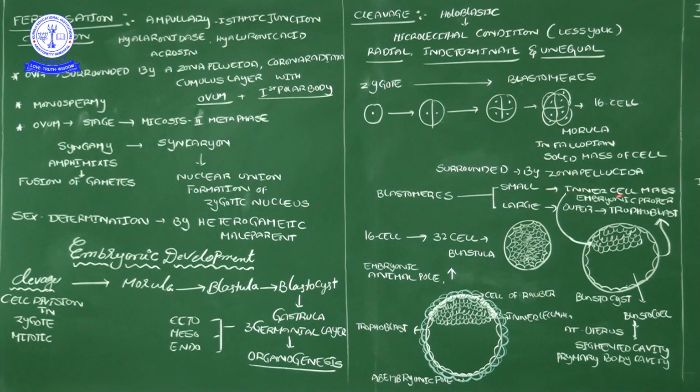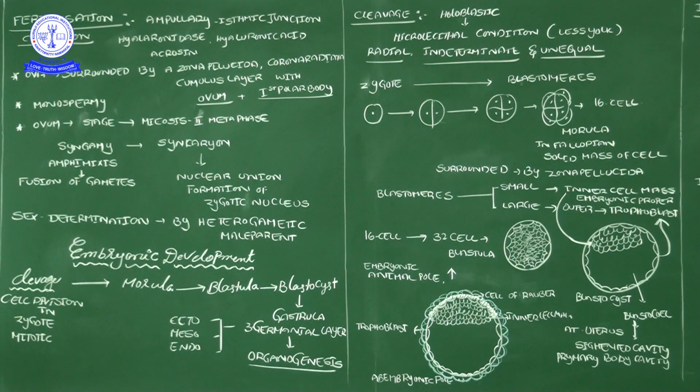The inner cells we call the inner cell mass. At this point, I am discussing the blastomeres. Blastomeres are of two types based on their size. If they are small, they are present inside in the cleavage, I mean the zygotic condition. And the larger cells are arranged on the peripheral side. The cells that cover the whole zygotic developmental stage, large in size, we call the trophoblast. And the small cells present inside the trophoblast cells we call the inner cell mass. The inner cell mass is also called the embryonic proper.